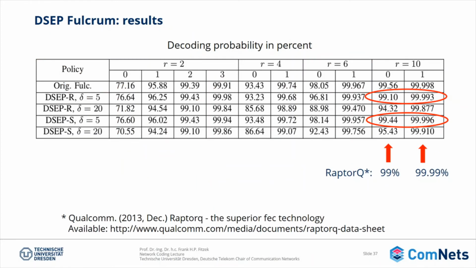Here is the decoding probability that we have achieved for different expansion packets and the number of additional coded packets received. For r equal 10, the decoding probability of these SEP schemes is even higher than another FEC technology, RaptorQ.